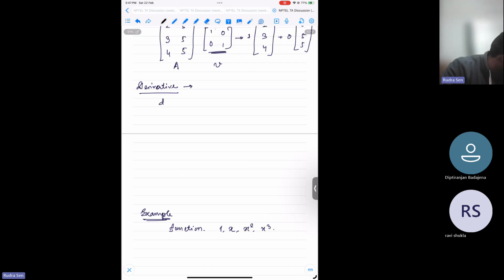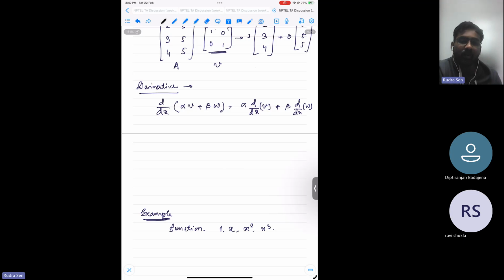So let's say I'm taking the derivative with respect to x of alpha v plus beta w. If we do this derivative, this is alpha dv/dx plus beta dw/dx, right? We can split it like that. So that means this is a linear transformation. This satisfies the property of T.